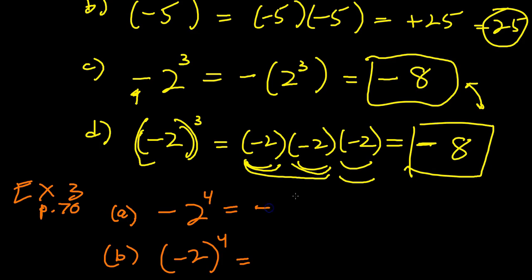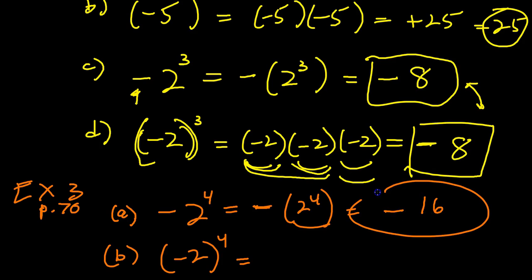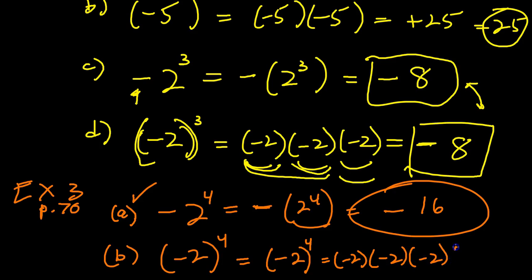Minus 2 to the 4th power, well, again, the implication is we do 2 to the 4th power first and then negate. All right, so 2 to the 4th power, well, that's 2 times 2 times 2 times 2, and that's 16. So our return is going to be negative 16 for part A. How about part B? Well, this is minus 2 inside the parentheses raised to the 4th power. And I'm going to write this out to make it crystal clear, hopefully.